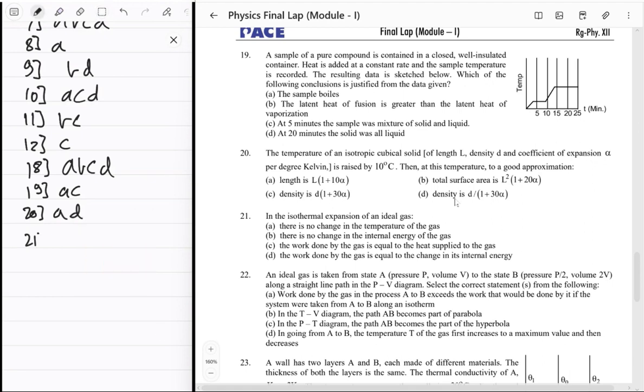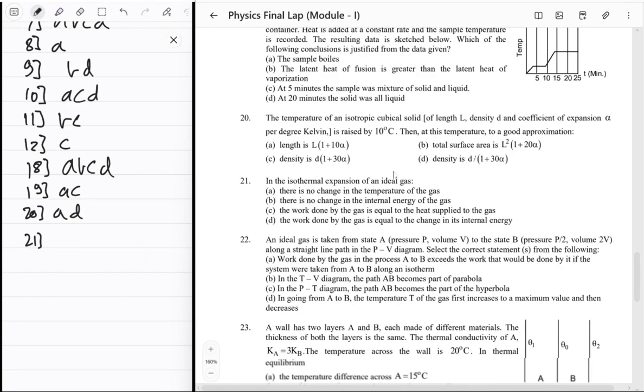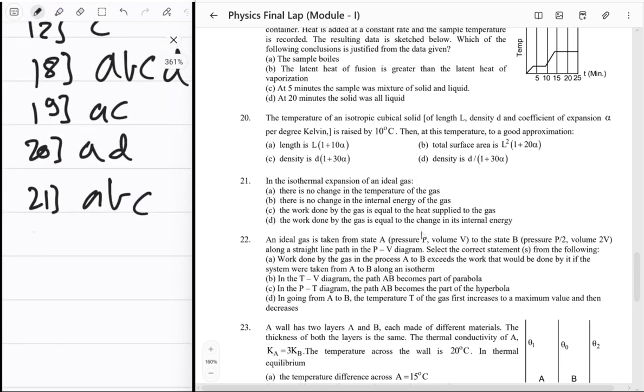21. In the isothermal expansion of an ideal gas, there is no change in temperature. Come on, that's the definition. No change in internal energy of the gas. Yes, the work done by the gas. So A, B are correct. Work done by the gas is equal to the heat supplied to the gas. Yes, actually. So C is right. Work done by the gas is equal to the change. Oh, come on, no. Next, 22.